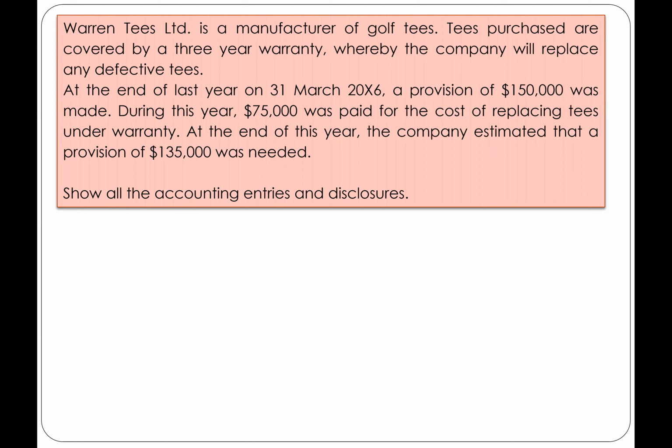At the end of last year, which is 31 March 2016, we already created a provision of 150,000. Then during this year, 75,000 was paid for the cost of replacing the tees. So if you are required to show all the accounting entries and disclosures, it means from the one that you made last year, which is 31 March 2016. So we would know that when we are creating a provision, we will first debit expense 150,000, credit provision 150,000. So this was the entry that was made at 31 March 2016.